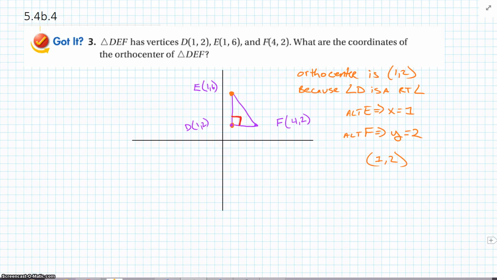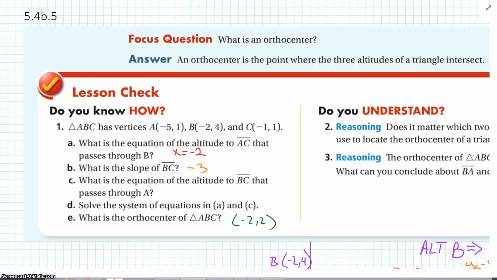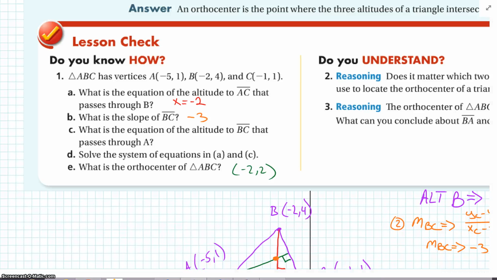All right, so here we go. Triangle DEF has vertices of 1, 2; 1, 6; and 4, 2. What are the coordinates of the orthocenter? Once we plot it, we notice we have a right triangle. So the orthocenter is just going to be the vertex of the right angle. Since angle D is the right angle, point D is going to be the orthocenter. Not a lot of work on a right triangle.